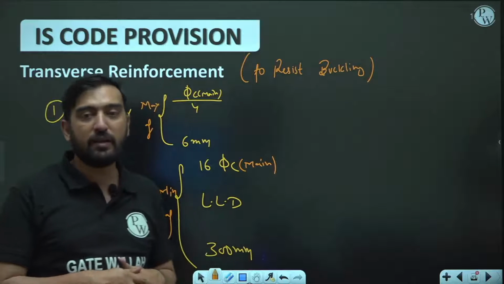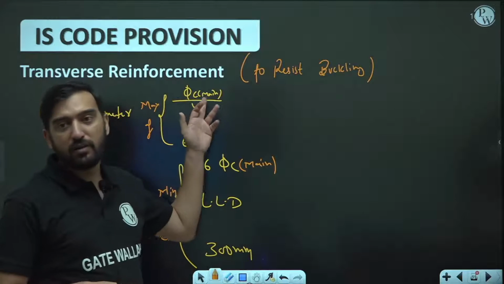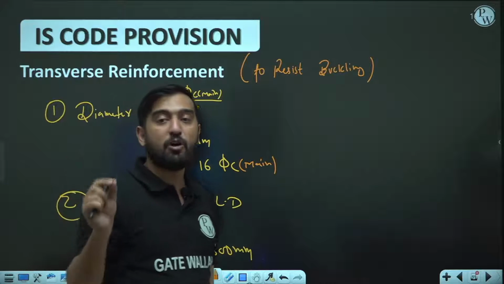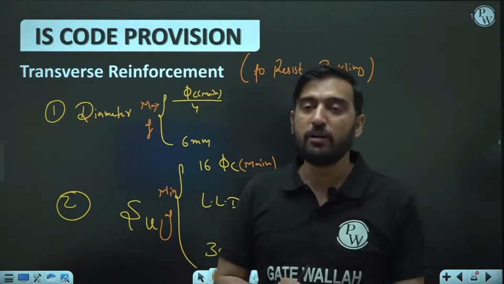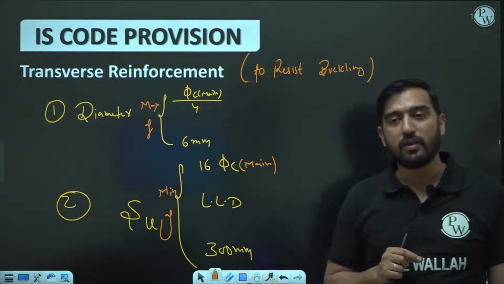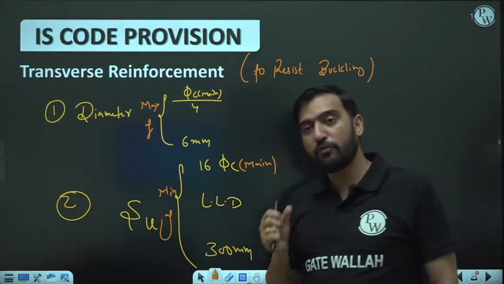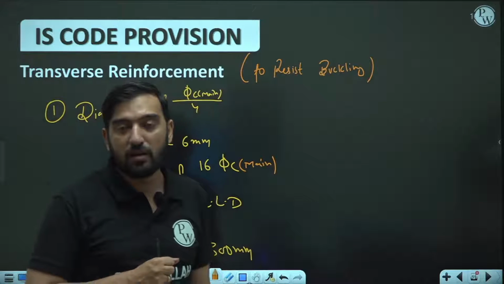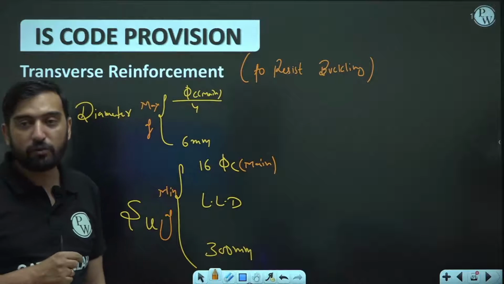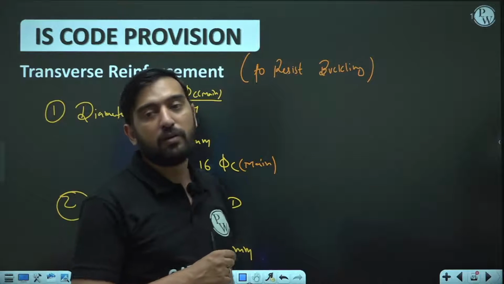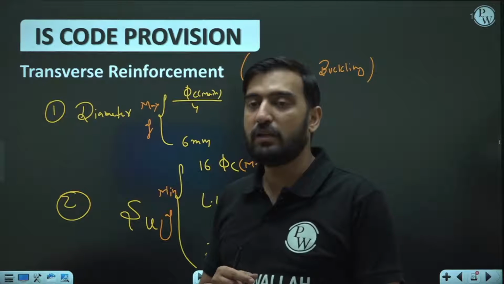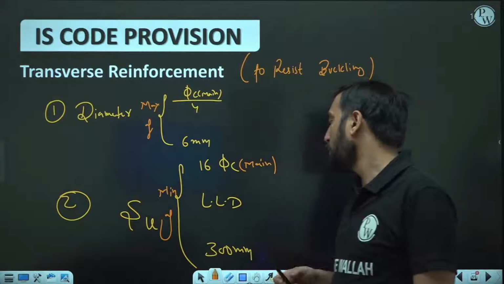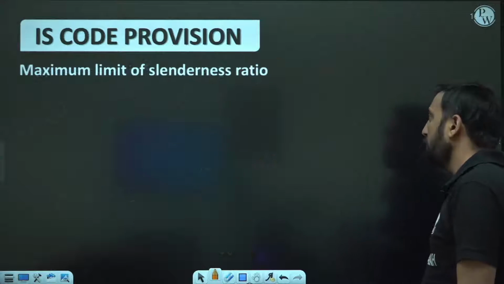So in that case, my dear friend, 25 by 4 is 6.25 and it is 6 mm. So diameter cannot be less than 6.25. So friends, you have to go for 8 mm. So if longitudinal reinforcement diameter is 25 mm, then transverse reinforcement diameter should be minimum of 8 mm, because it cannot be less than 6.25. Are you getting it or not? Tell me. Any doubt to anyone?